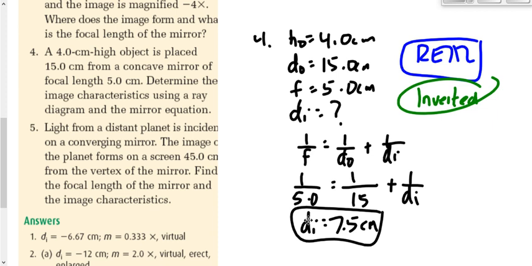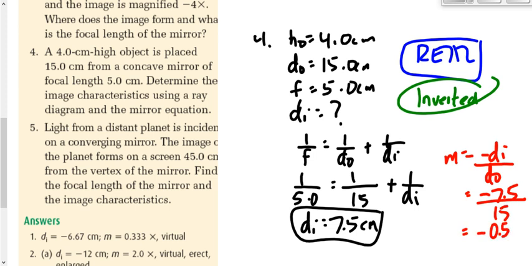Now let's say m is equal to negative di over do. Negative 7.5 over 15. Inverted? Was I right? Yeah. What's the third one? Larger, smaller, same size? Smaller. You know that because magnification is 0.5, right?